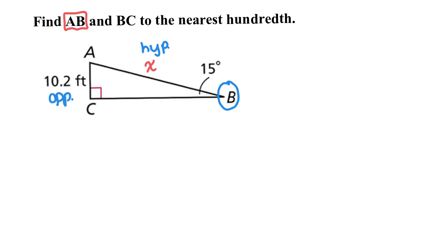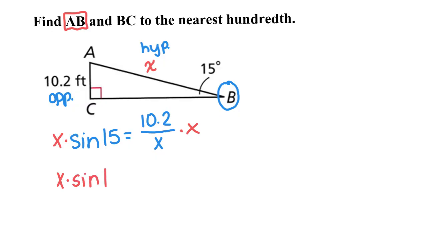So I'm able to set up my trig ratio. So what uses opposite and hypotenuse? That would be sine. So I can say the sine of 15 is equal to our opposite, 10.2, over our hypotenuse, which is x. So now x is in the denominator, but we're going to solve very similarly. So I would multiply x out of the denominator on both sides. So we then get x times sine of 15 is equal to 10.2, since the x's cancel.